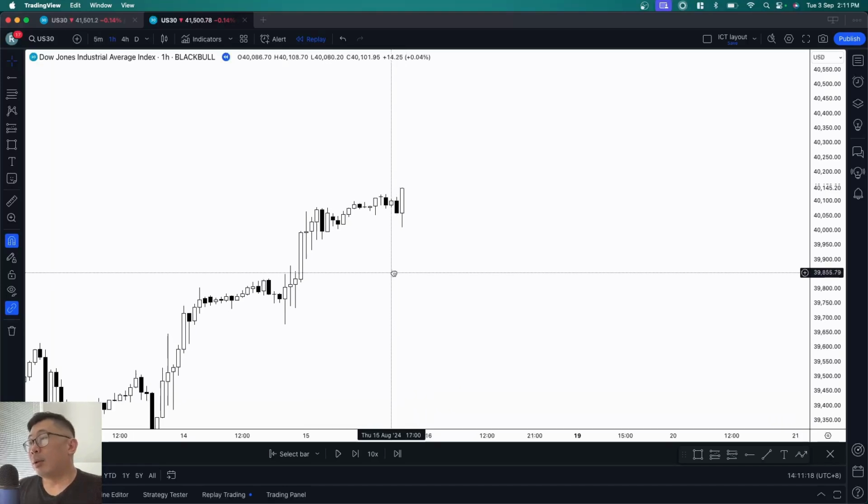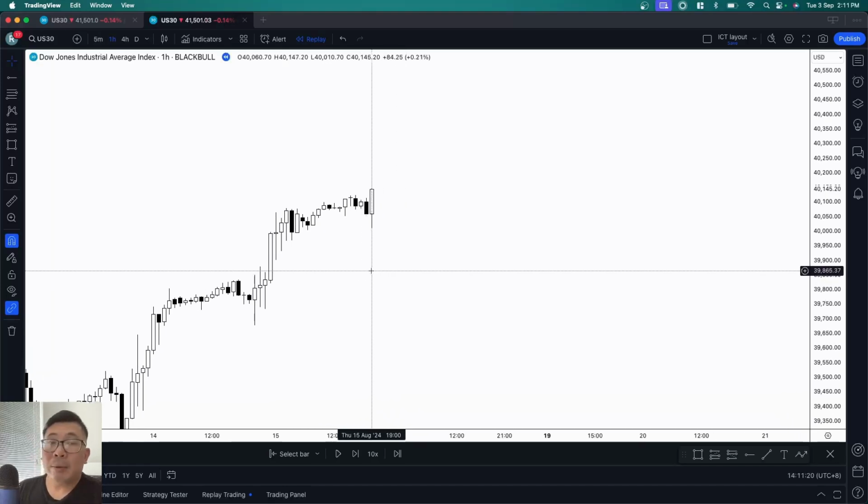All right, so the case study that I want to show you is Thursday the 15th of August. It says 1900 on the chart, but that's 1900 my time, Western Australia time, which is actually 7 a.m. New York time. If on this chart it says 7 a.m., that means on the clock at the time it was actually 8 a.m. This is because we're looking at the 1 hourly chart.